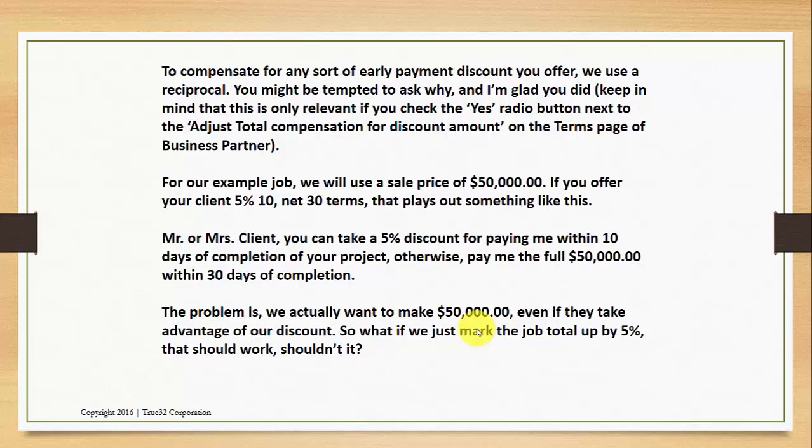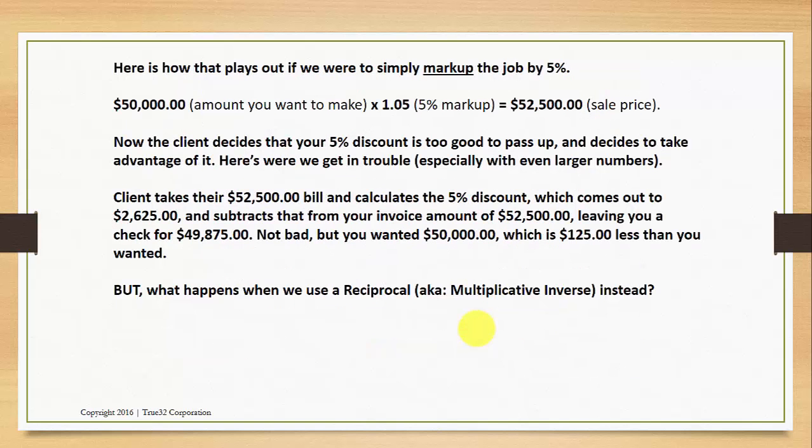So what if we just mark the job total up by 5%? That should work, shouldn't it? Here's how that plays out if we were to simply mark up the job by 5%. We take our $50,000, the amount we want to make, multiply that by 1.05, a 5% markup. That equals $52,500, or our new marked up sales price.